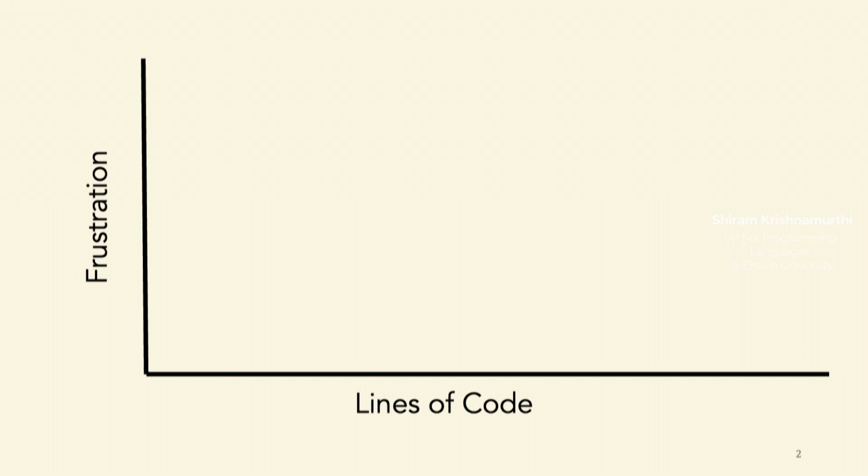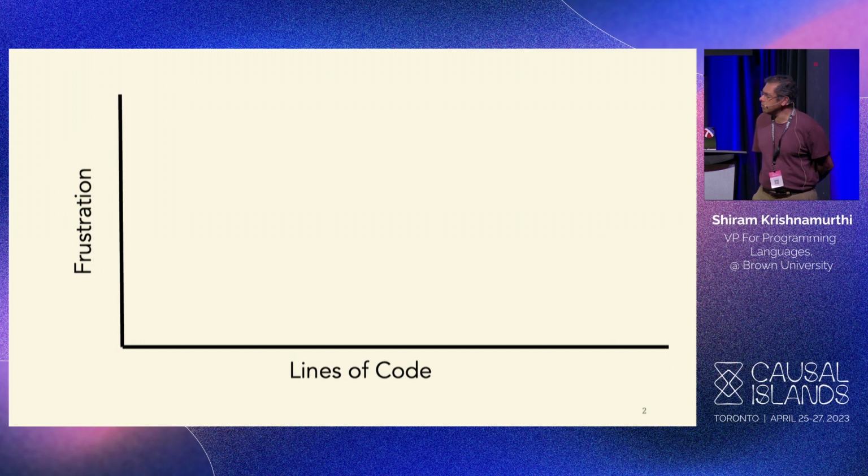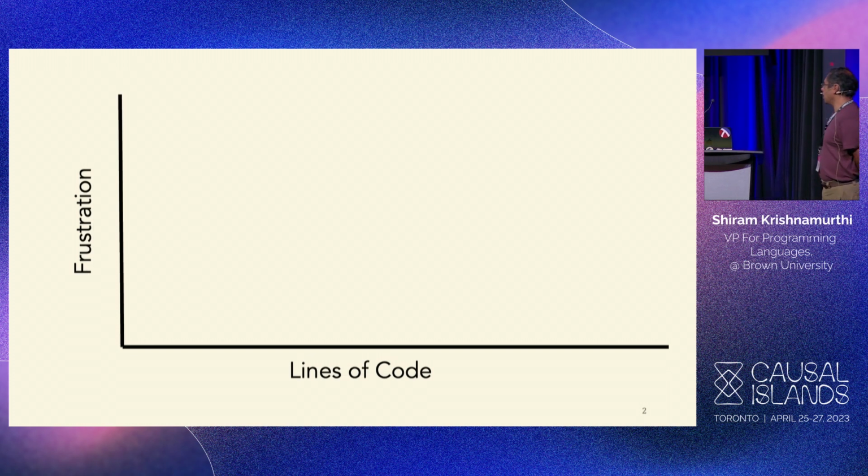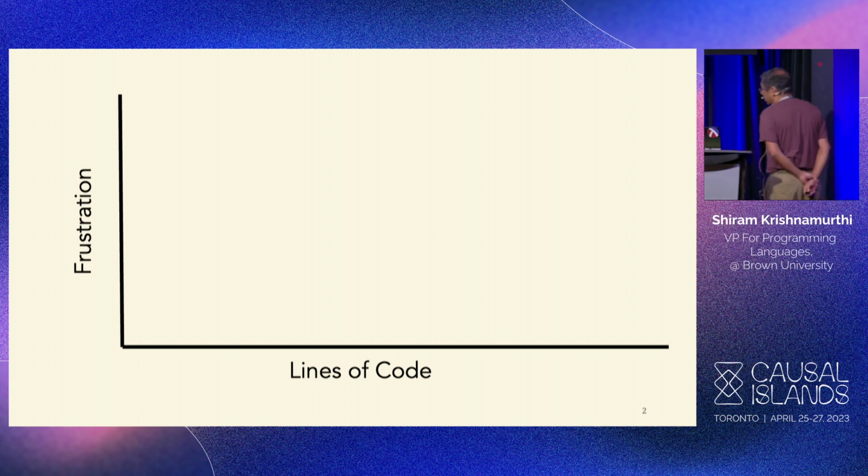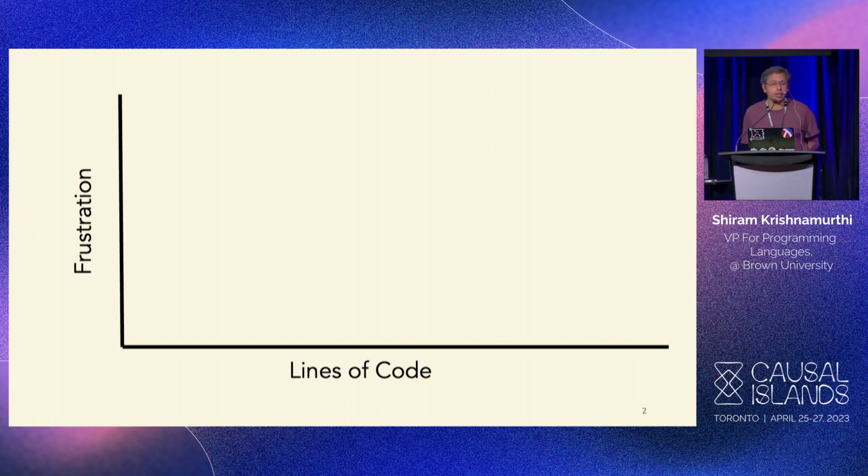We are going to start with an extremely scientific graph. Okay? So what I'm going to do on this graph is plot the number of lines of code on the x-axis, and on the y-axis, I'm going to plot frustration.